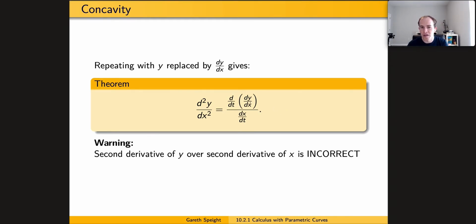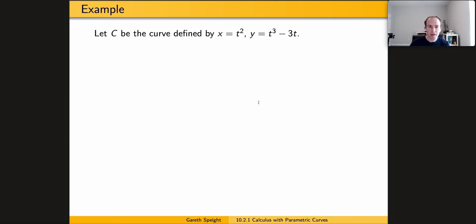And that is not true. So it's not d squared y over dt squared divided by d squared x over dt squared. That will give you the wrong answer. So it's the same formula as we had for dy/dx, just with y replaced by dy/dx. Okay, so let's see an example.